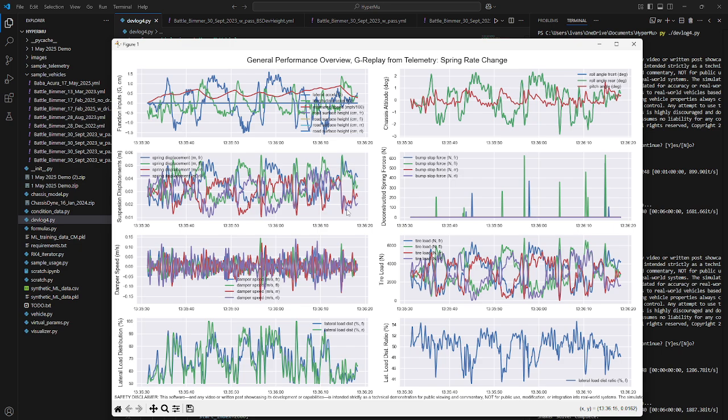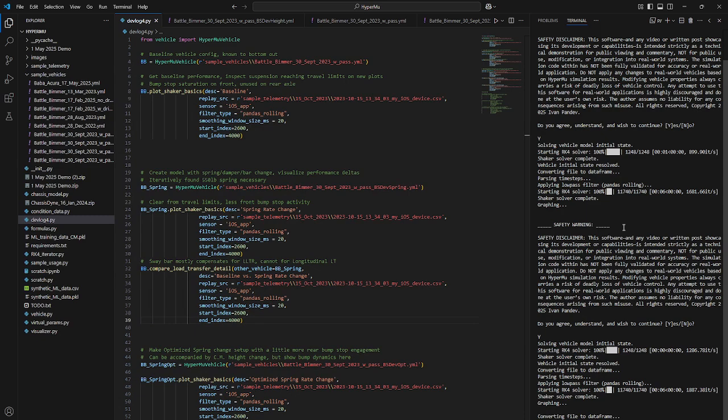There's two things to pay attention to in this plot, mainly that we are clear of reaching the suspension travel limits with the candidate model, meaning there are no red vertical bars on the suspension displacement chart, and the bump stop activity is still present but reduced. You can see that the maximum force is less than the 750 or so that we saw in the baseline model. So let's go ahead and compare it to the baseline model now.